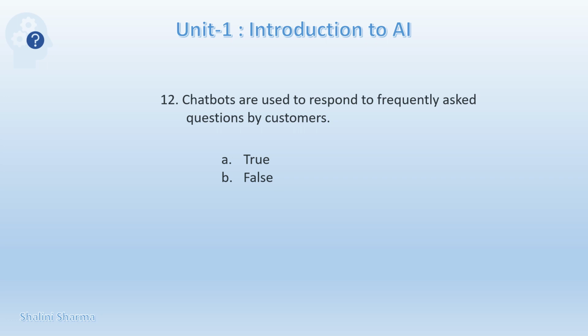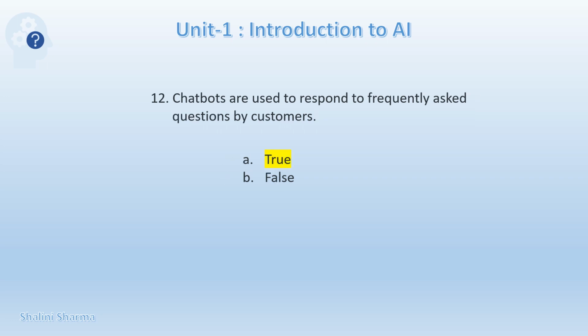12th question. Chatbots are used to respond to frequently asked questions by customers. True or false? This statement is true. Students, you must have seen chatbots on all the websites which are serving the public. Most of the websites you see have got a chatbot and they have been fed with answers to the frequently asked questions. So this is avoiding the human intervention. It is the artificial intelligent machines which are responding to questions which are being asked by customers.